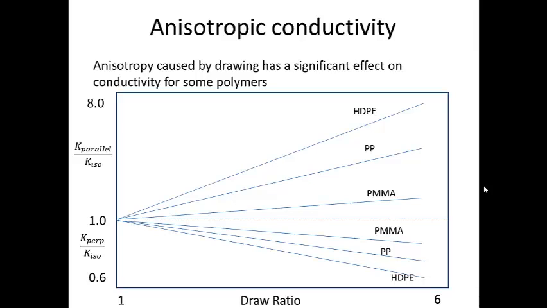Conductivity can also be affected by anisotropy. So if we draw a polymer and orient the chains parallel to the drawing direction, we see that the thermal conductivity increases. Again, this is due to the fact that the drawing process creates order within the polymer structure, aligning the chains, which makes it easier for phonons to travel through the material. We see as well that in the perpendicular direction of the drawing process, the thermal conductivity degrades or is decreased.